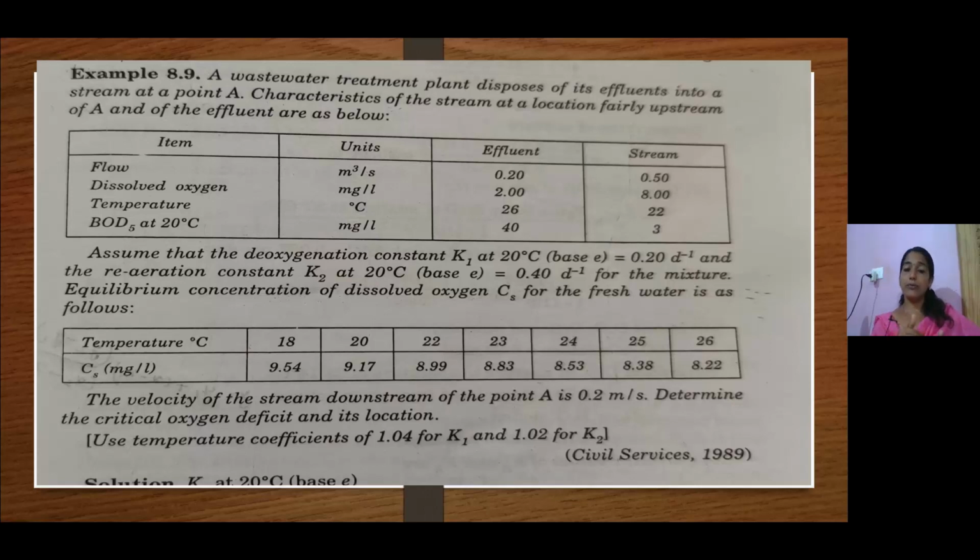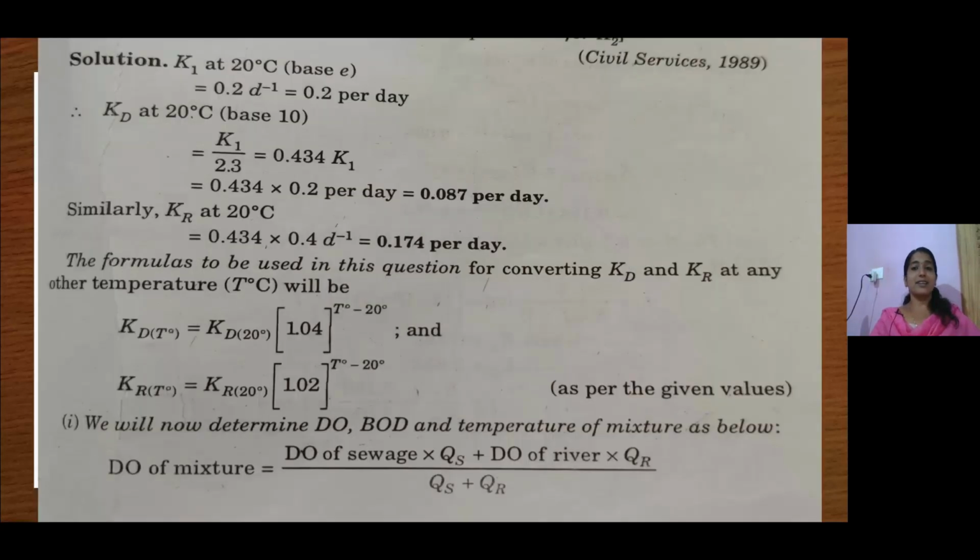Equilibrium concentration of dissolved oxygen CS for the fresh water is as follows. The CS values are given for the temperatures, and the velocity of the stream downstream of the point A is 0.2 meter per second. Determine the critical oxygen deficit and its location. Use temperature coefficients of 1.04 for K1 and 1.02 for K2. This is the question, a little complicated. Then we will move on to the solution.